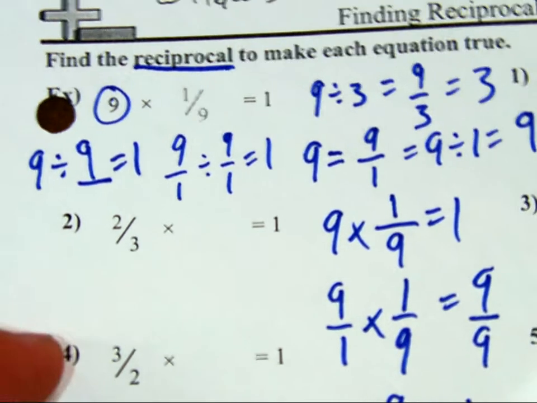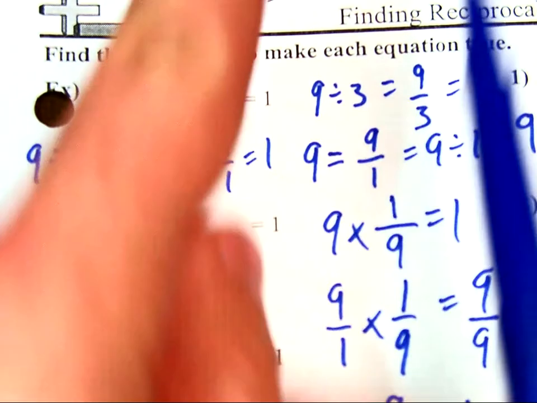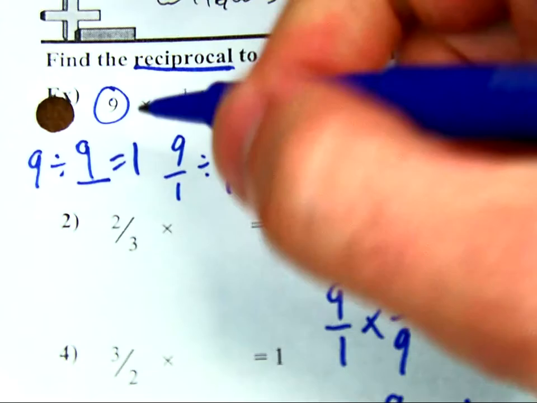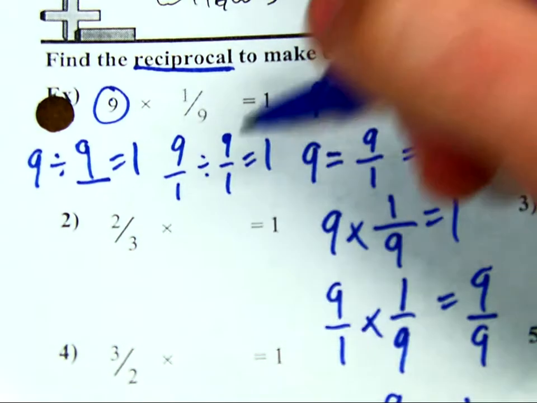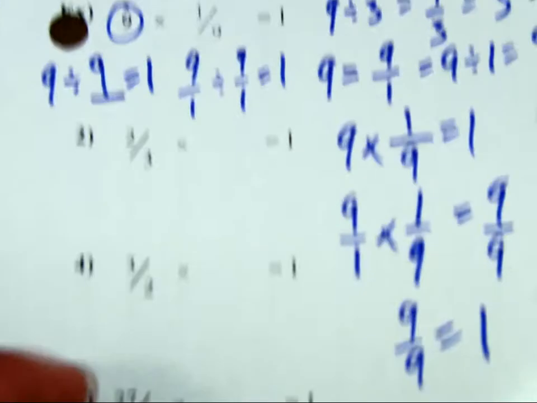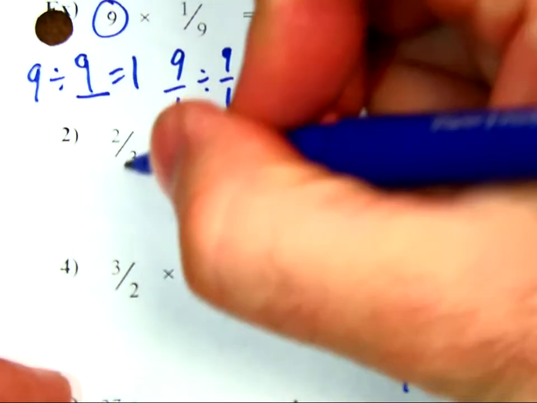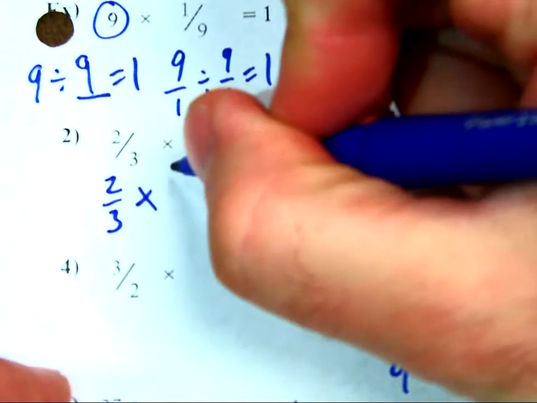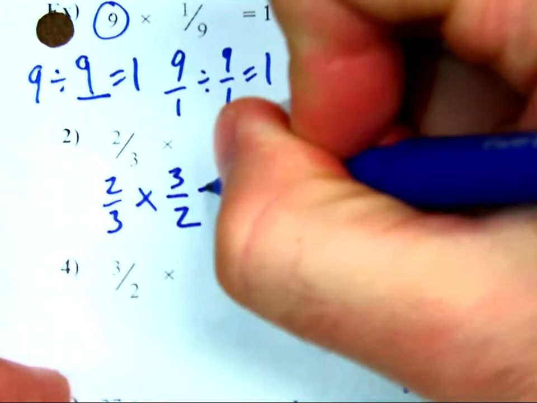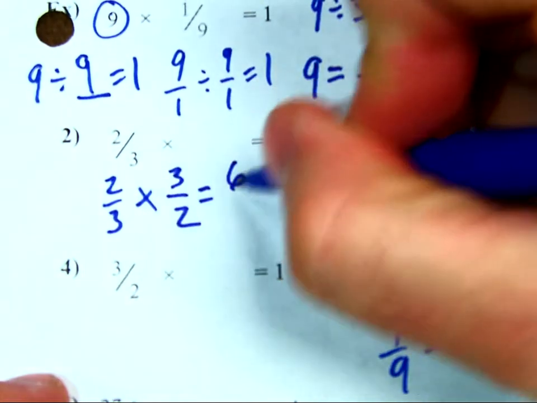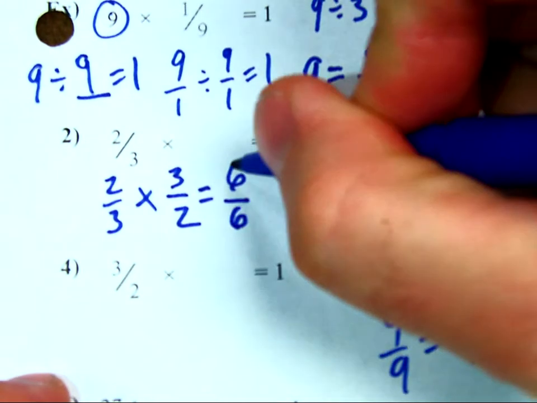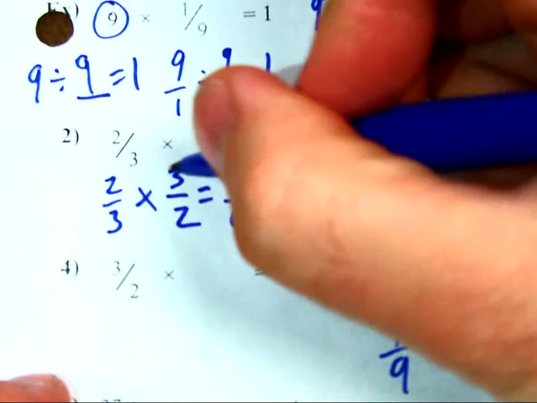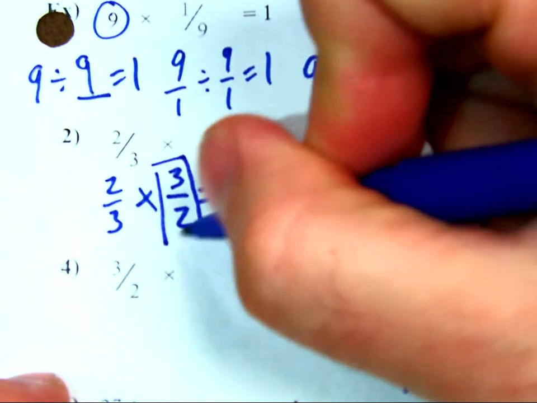Basically, and here's the trick, you just flip it. Okay? So in this case, 2 over 3. What's the reciprocal? I'm trying to get to 1. I need the reciprocal. So 2 over 3 times, I can flip it around. 2 times 3 will equal 6. 3 times 2 will equal 6. 6 divided by 6 will equal 1. 3 over 2 is my reciprocal.